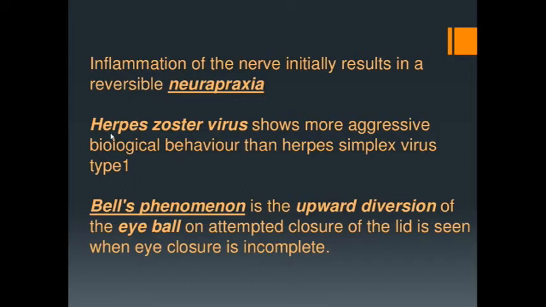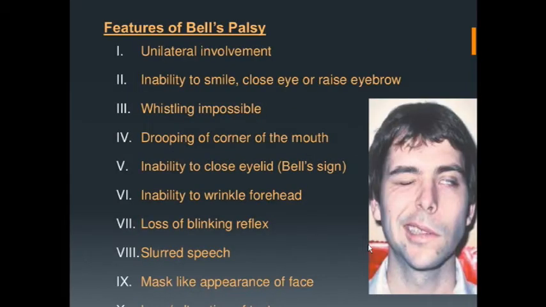What is Bell's phenomenon? Bell's phenomenon and Bell's palsy are not the same. Bell's phenomenon is upward deviation of the eyeball on attempted closure of the lid. So this is very typical of any patient of Bell's palsy. This is what will happen. When you ask the patient to close the eyes, on the affected side the eyes will not be able to close because facial nerve paralysis has occurred. Rather, the eye will remain open and there will be upward rolling of the eyeball. This is known as Bell's phenomenon.